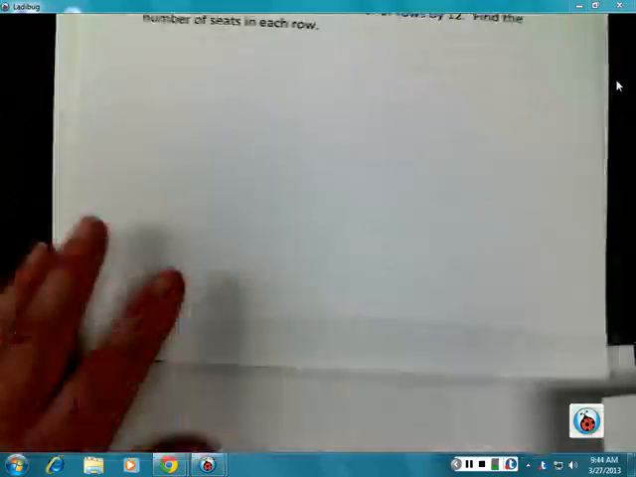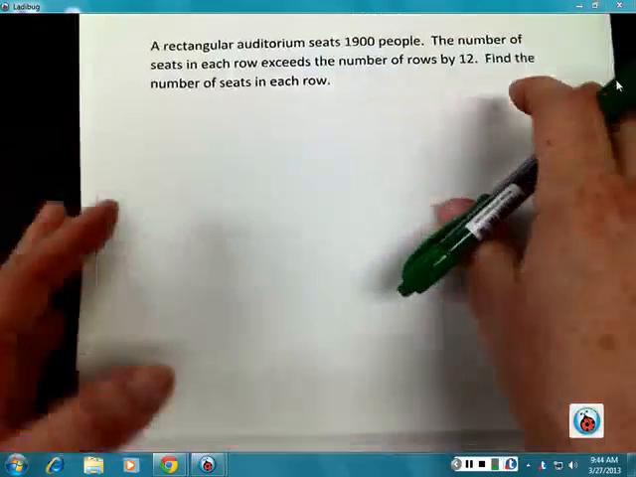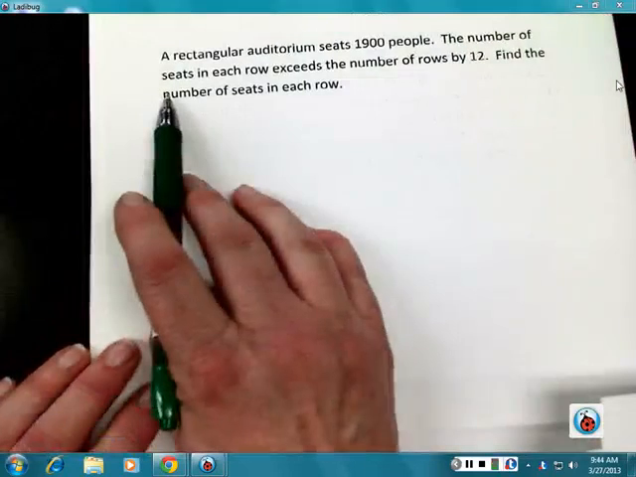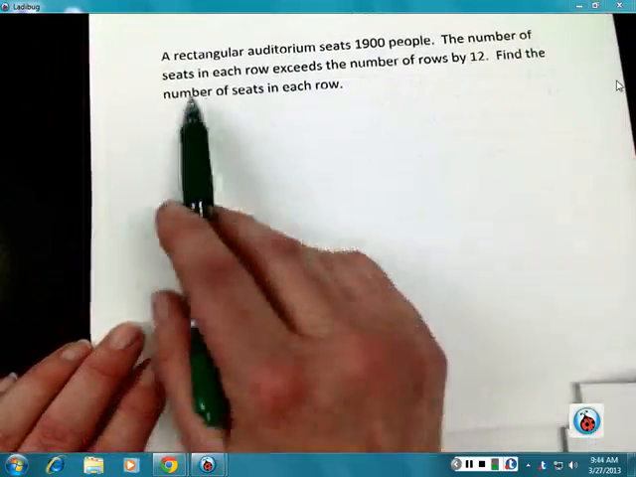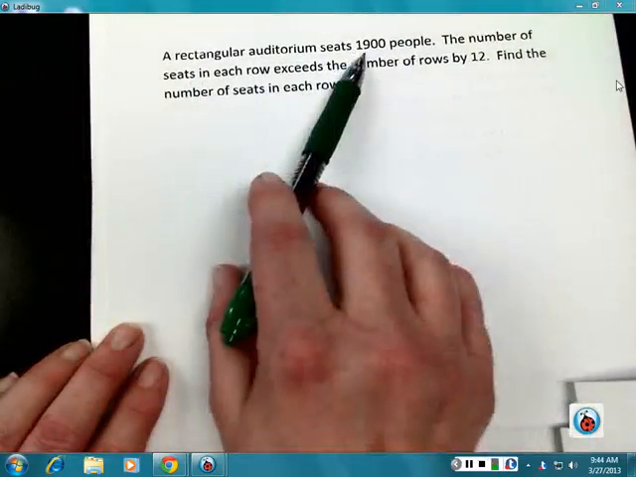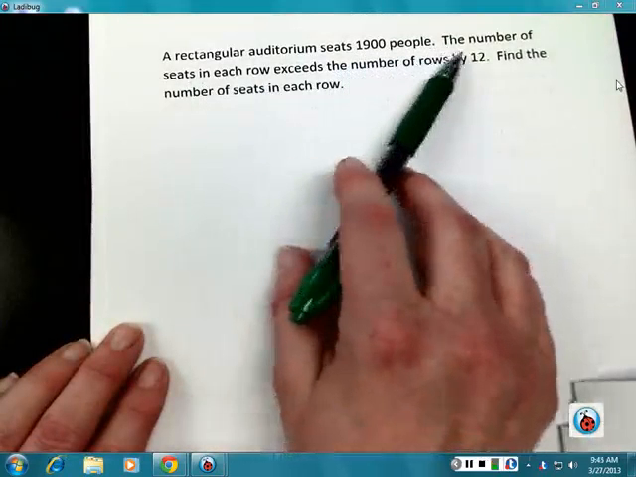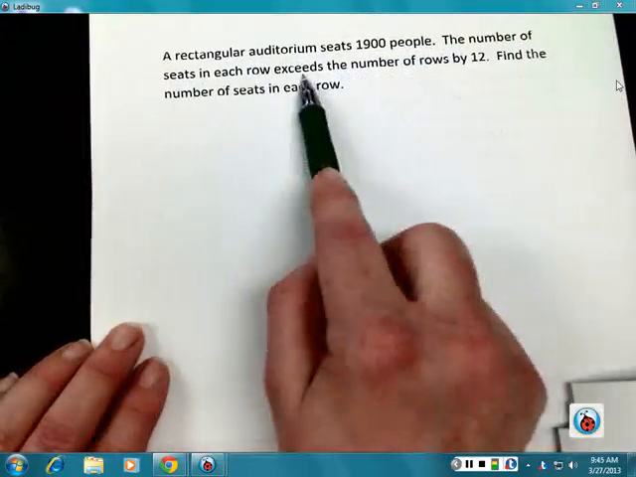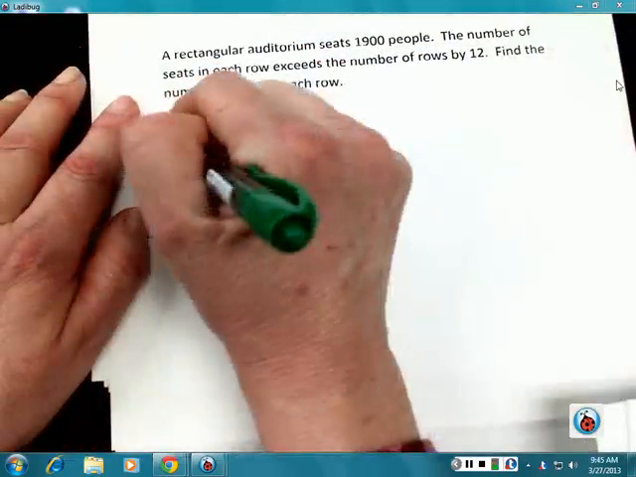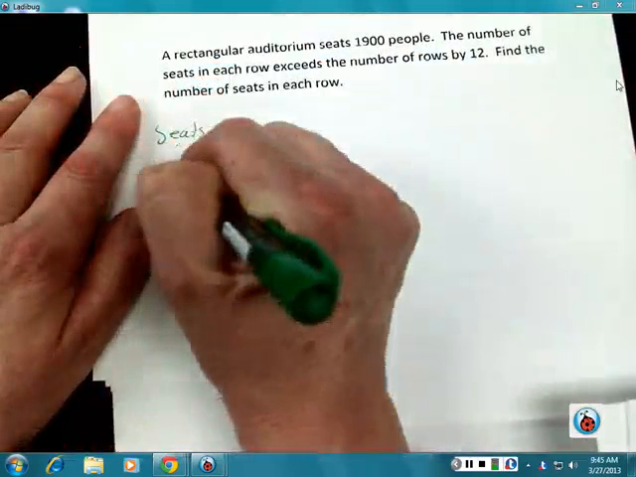One last one, and I know I've got a lot of extras in there that go into your packet that you have with these, and they're ones you're going to run across. But let's take a look at this rectangular auditorium here. It says a rectangular auditorium seats 1,900 people. The number of seats in each row exceeds the number of rows by 12. So we have seats and we have rows.